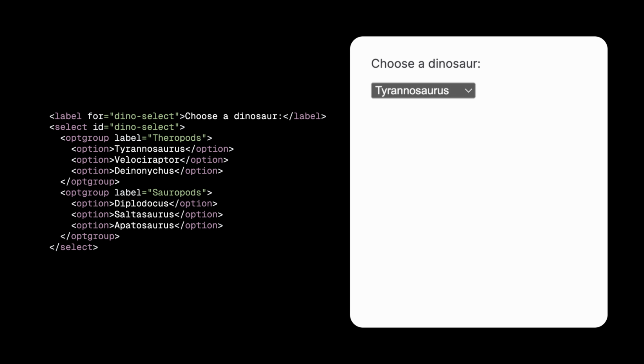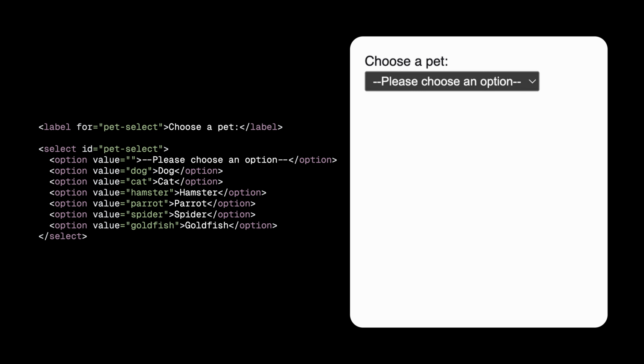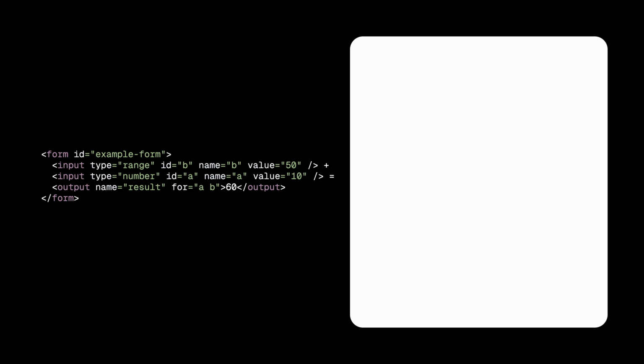Opt group creates a grouping of options within a select element. Option is used to define an item contained in a select, an opt group, or a data list element. As such, option can represent menu items in pop-ups and other lists of items in an HTML document. Output is a container element into which a site or app can inject the results of a calculation or the outcome of a user action.